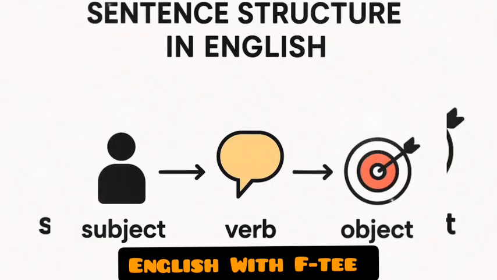Now we are moving to the next component, which is the complement. The words required to complete the meaning of a sentence can be referred to as the complement of the sentence. A complement can be an adjective, a name, a position, or a profession.